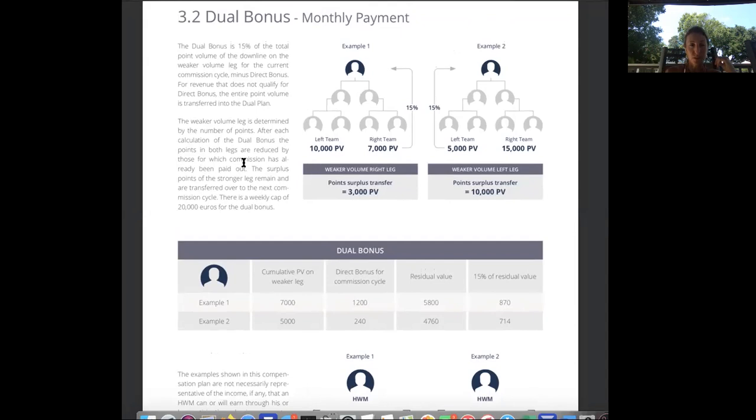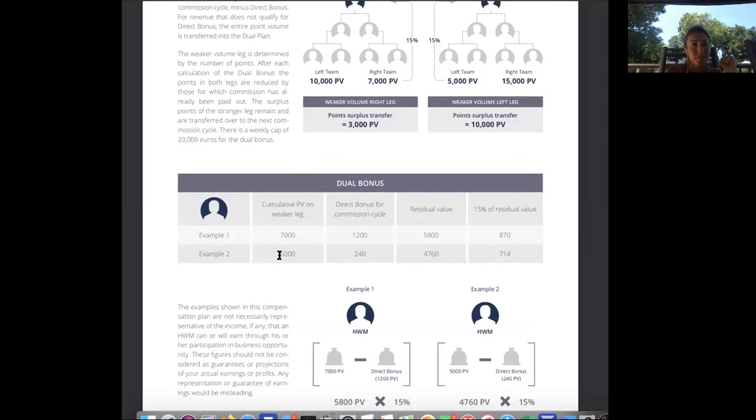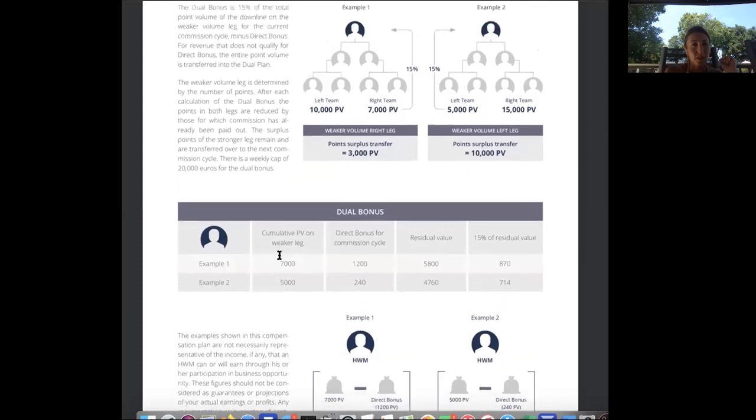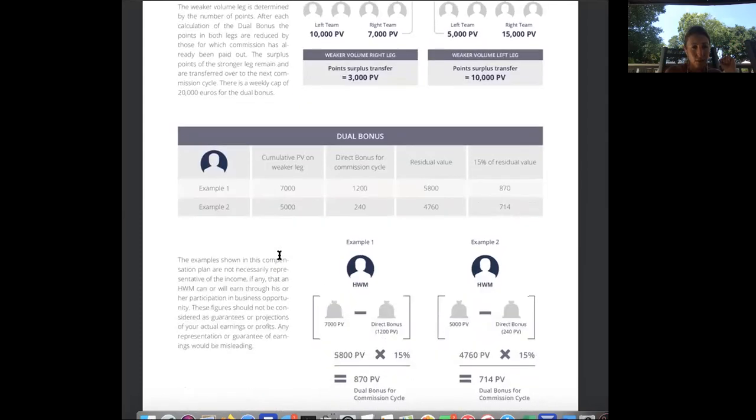Another really cool feature. And you can see here that there is a weekly cap of 20,000 euros for the dual bonus. Not so bad, 20,000 euros per week. Okay, 80,000 euros a month. I'd be okay with the cap on that. Okay, and let's scroll down some more.